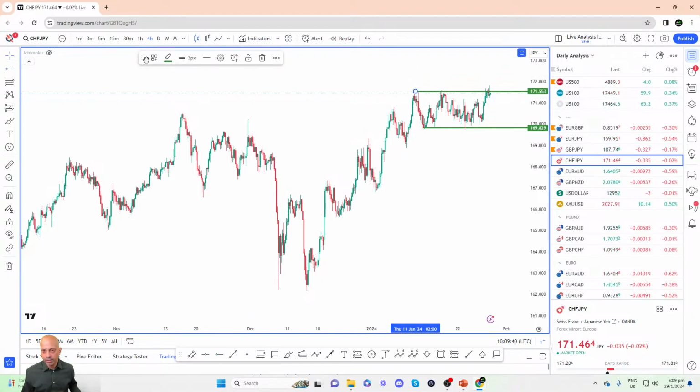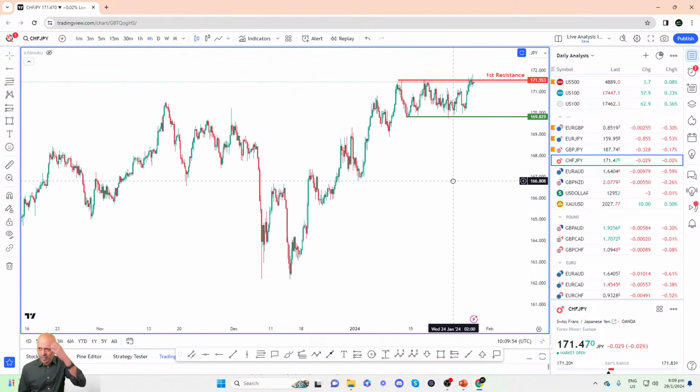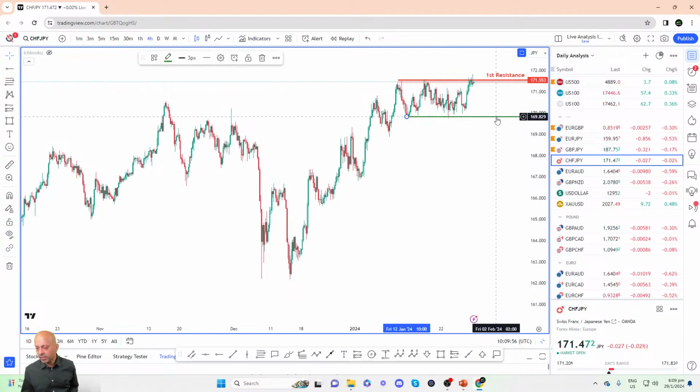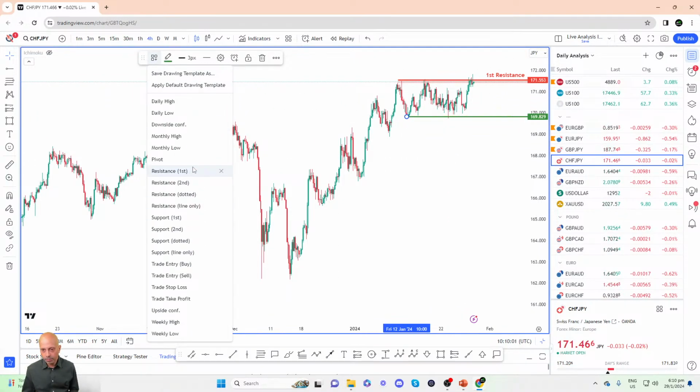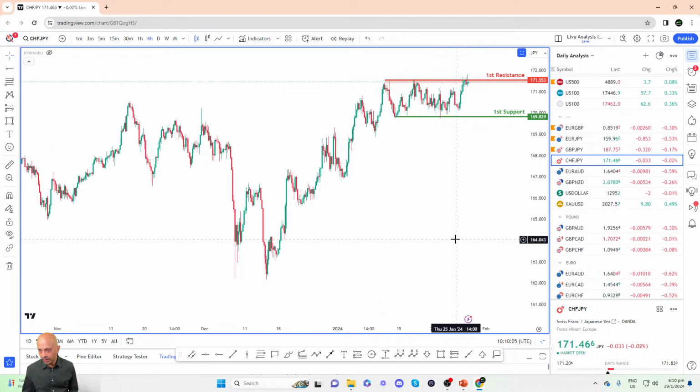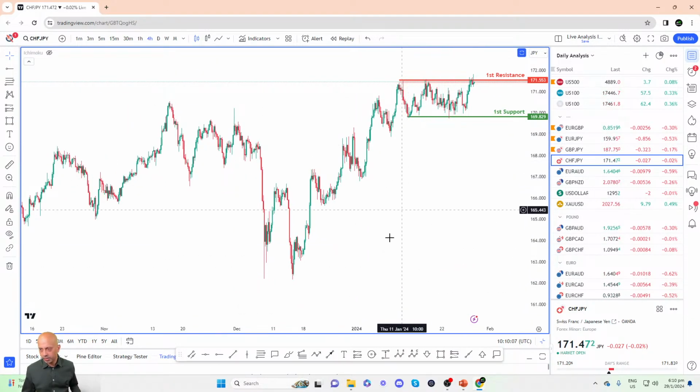Because the first resistance is around 171.55. Okay, so these are the immediate support and resistance levels for franc yen. Let me see, I think we can probably do a Fibonacci retracement as well.